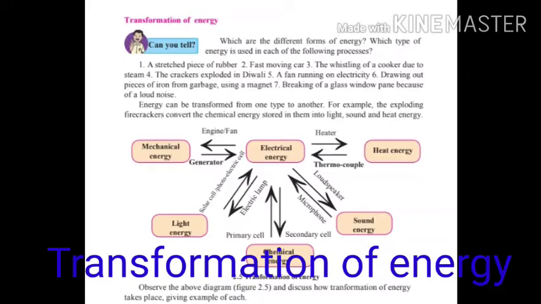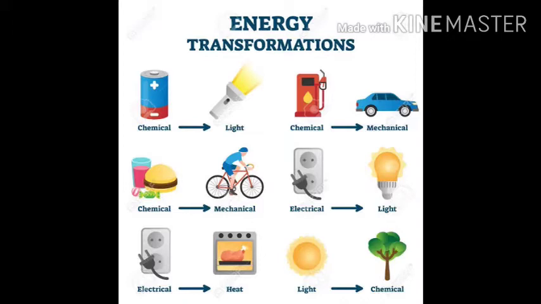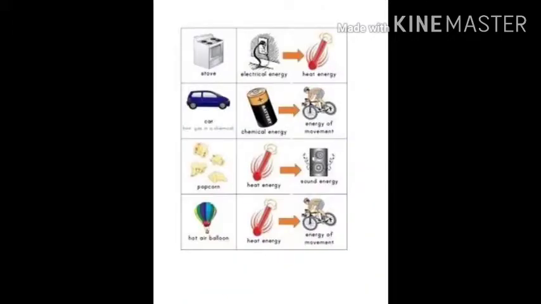Again, mechanical energy is converted into electrical energy, example is generator. When light energy is converted into electrical energy, example is solar cell or photoelectric cell. When chemical energy is converted into electrical energy, example is primary cell. When sound energy is converted into electrical energy, example is microphone. And when heat energy is converted into electrical energy, example is thermocouple. From this table, we can understand all the transformations of energy.